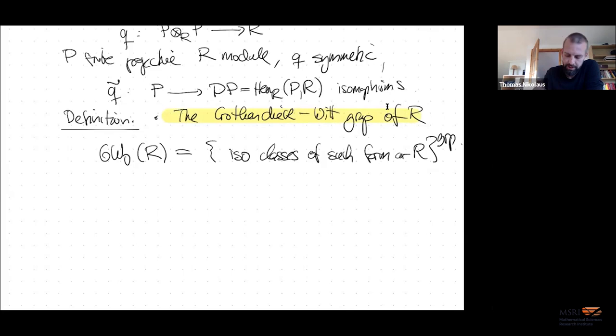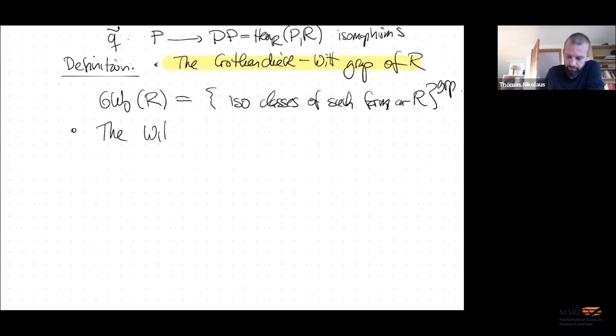Okay, and then there's another variant of that, invented before the Grothendieck-Witt group, that's called the Witt group. The Witt group of R is defined as follows. Let me denote it as W zero of R. I think usually it's just denoted W of R, but please do not confuse that with the Witt vectors. That's the Witt group here. It's something totally different than the Witt vectors.